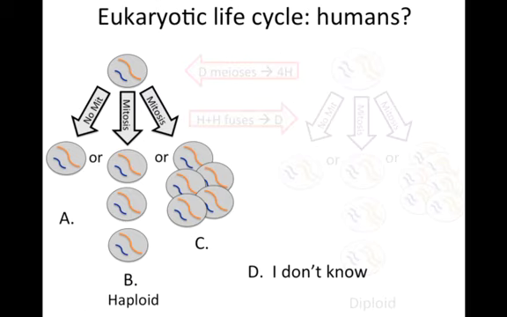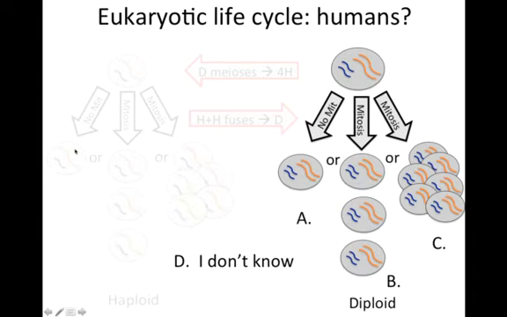Okay, so we went through this. So in humans, the haploid stage would be what? So we'd be looking here for A, it's transient. And the diploid stage is what? Okay, so in this case it's a multicellular organism, so we would go with C.